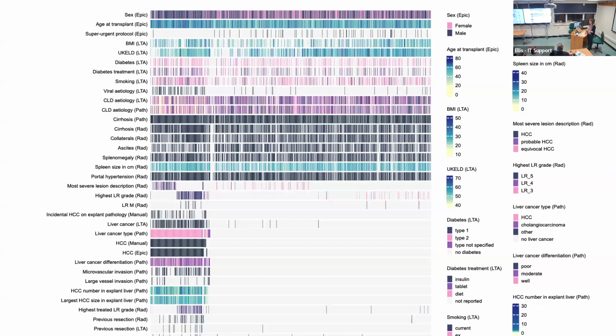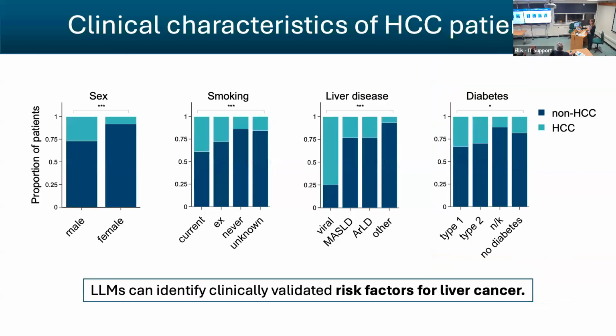So can we then analyze this quantitatively? Well, these are the results. I'm showing you here, again, the same trends, which are statistically significant: male sex, smoking, viral etiology, and diabetes. Now, this is not new information in terms of the biology. We know that this is true, but it tells me that our pipeline is doing what I'm expecting it to do. It's a sanity check.